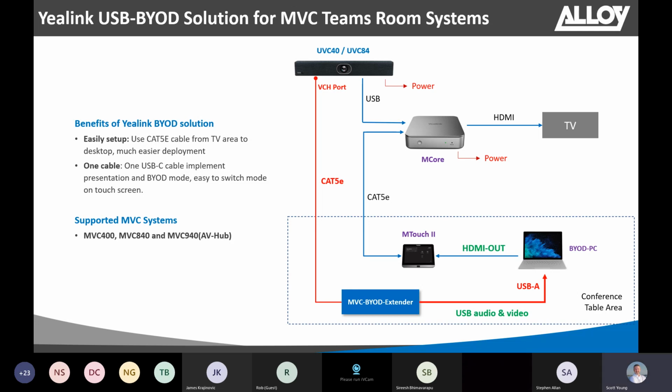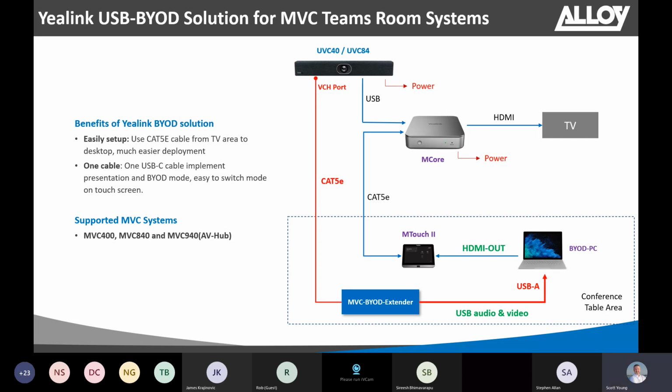So, two different connectivity types between the Android and the Windows solution. Two different boxes, so we need to make sure that we select the right connectivity box when we are deploying the BYOD solutions for our customers. Again, with the MVC solutions, we need to use the MVC-BYOD extender. With the Android solutions, we're using the VCH51.